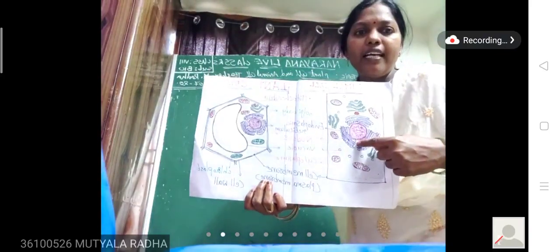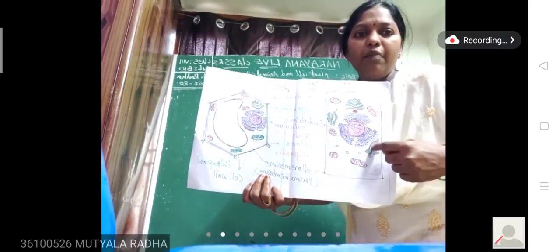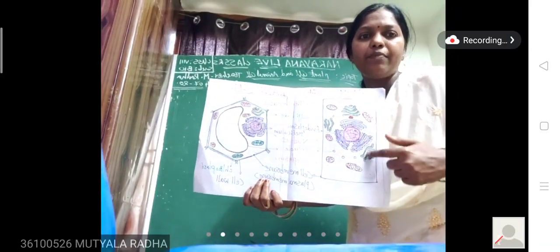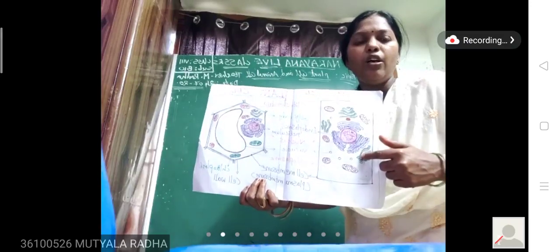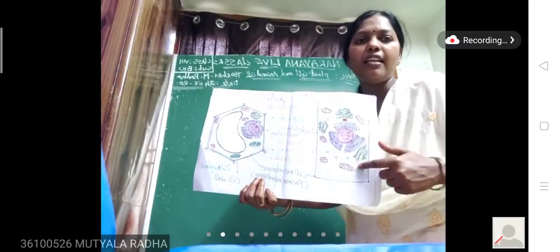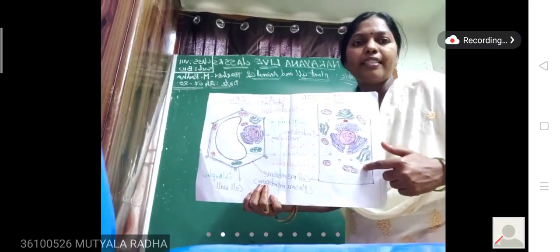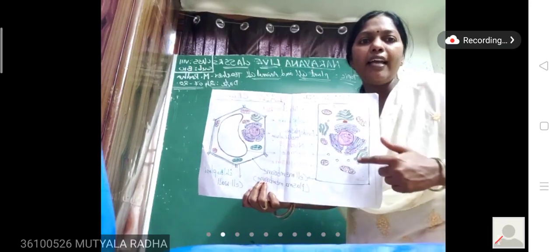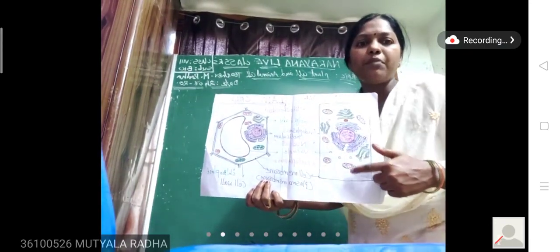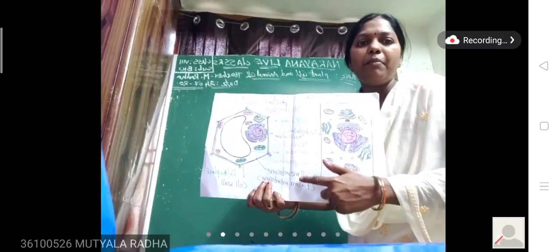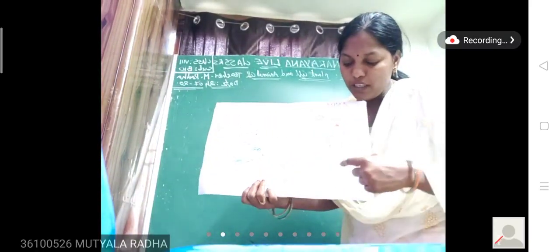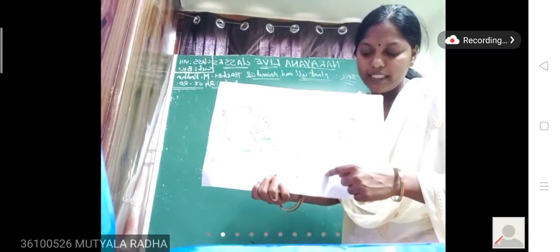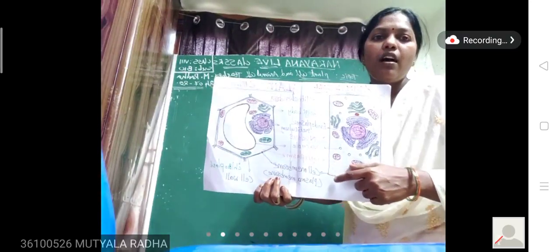So in an animal cell and in a plant cell, what is the cytoplasm? The fluid portion which is present in the cell is called cytoplasm. Cytoplasm is covered by a membrane called the cell membrane. In the plant cell and animal cell, both cell cytoplasm is covered by a membrane called the cell membrane or plasma membrane.